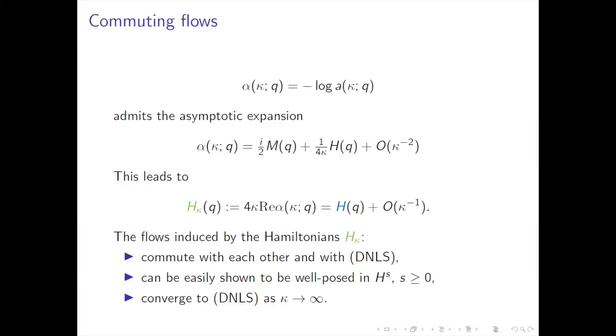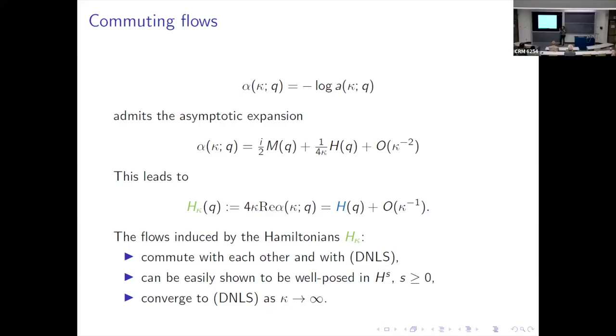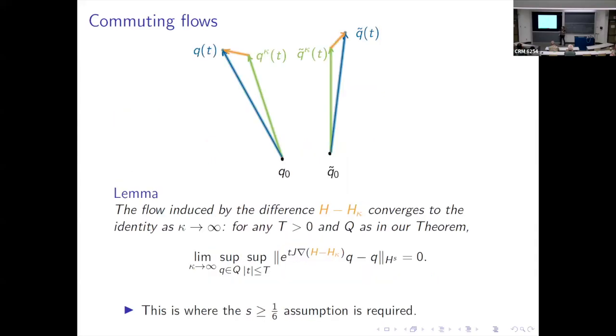These equations are now much more regular than DNLS itself, so it's easy to show that these are well-posed in H^s for every s greater or equal to 0. And the hard part is to show that they actually do converge to DNLS as kappa goes to infinity. You can see that the Hamiltonians converge, but it's much harder showing that the flows, the evolutions themselves, converge. But that's exactly what the method of commuting flows does.